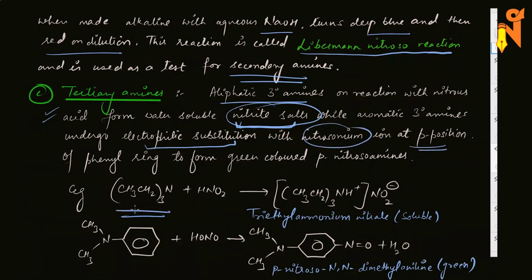In the first case, if you see, this is my tertiary amine, and when I'm reacting it with HNO2, basically what is happening is the HNO2 will break down as H plus and NO2 minus.